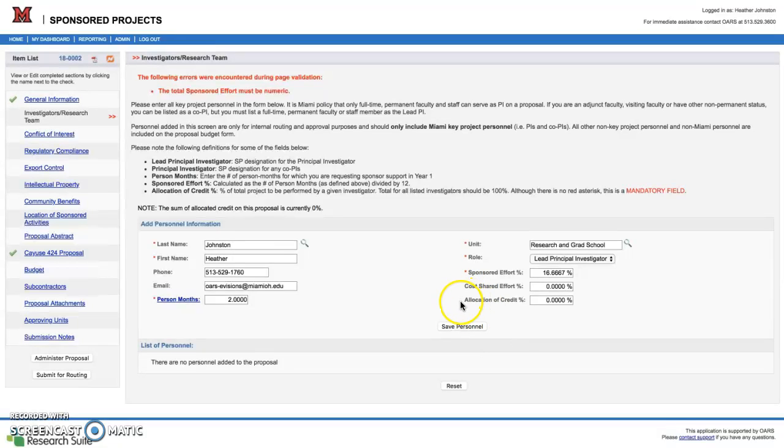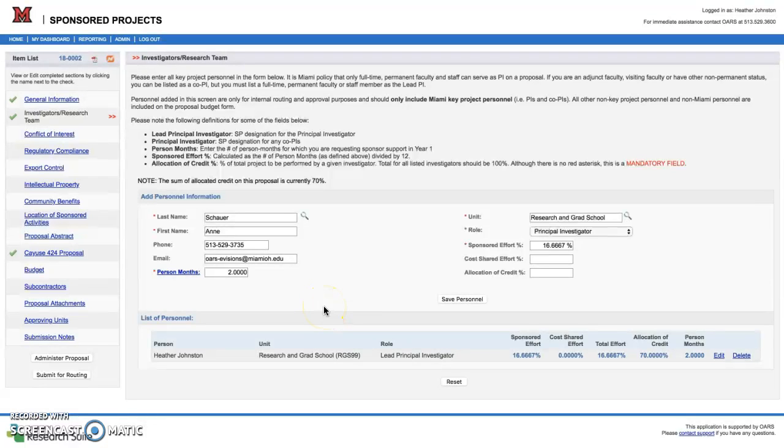Even though this field is not marked with an asterisk, it is still required. For single investigator proposals, the PI should enter 100% in the allocation of credit percent field. Please be sure to click the Save Personnel button when you are finished completing the information for each investigator.